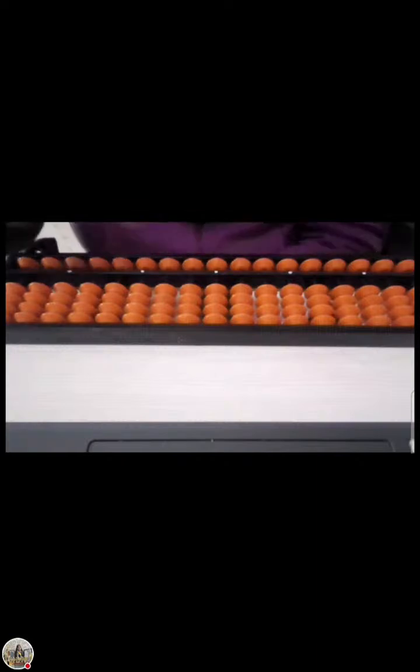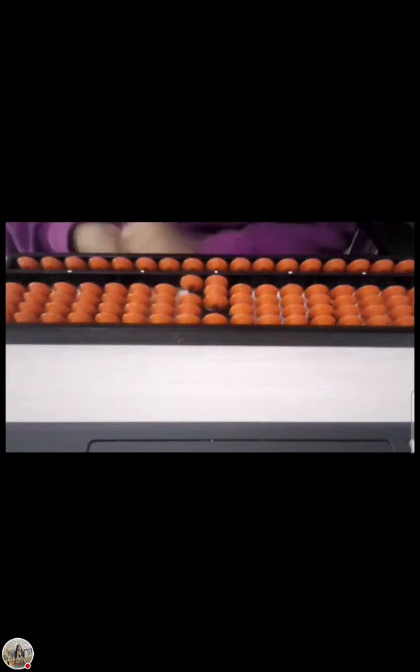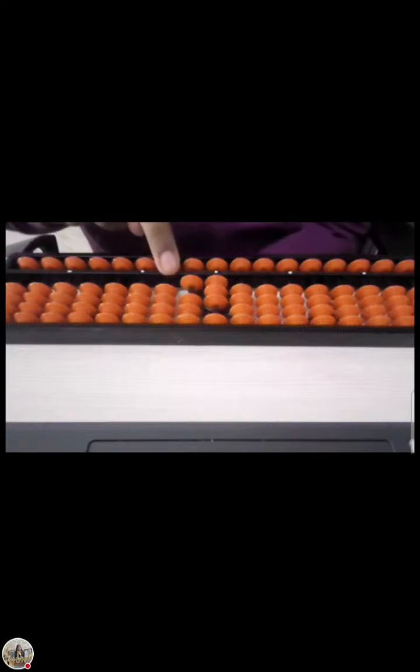So 13 सेट करा, ठीक है. अब इसके अंदर I have to minus 16. So what I can do, I can take the help of 100, right? I can take the help of 100. अगर मैंने 100 की help ली, then I will be having 113. उसमें से तो I can easily subtract 16, right?